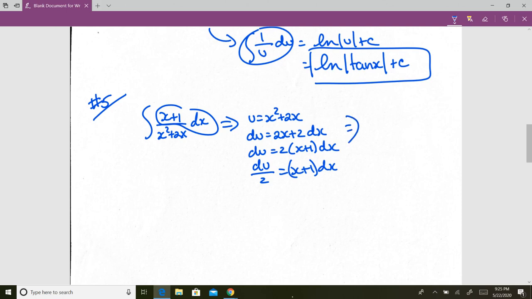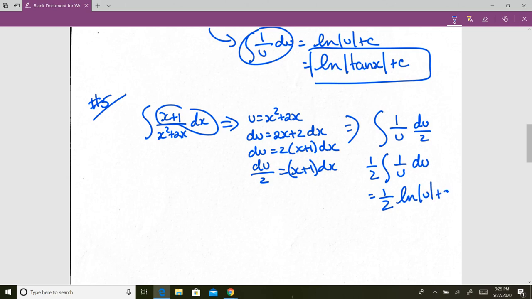So our new integral is 1 over u du over 2, which means I can pull 1/2 out. I'm left with the integral of 1 over u du, which is 1/2 natural log of u plus c, which is 1/2 natural log of x squared plus 2x plus c. And there you go.